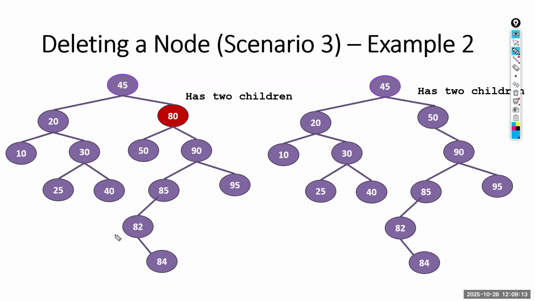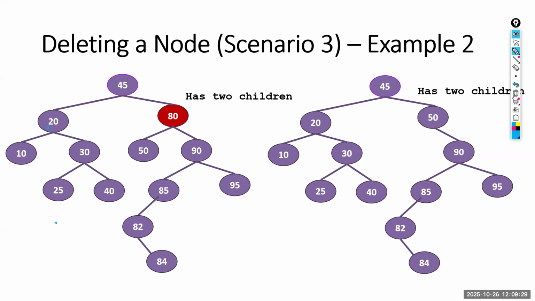This is the in-order predecessor. You go left and then keep going right. So then that node must be replaced with that one and do the adjustment.